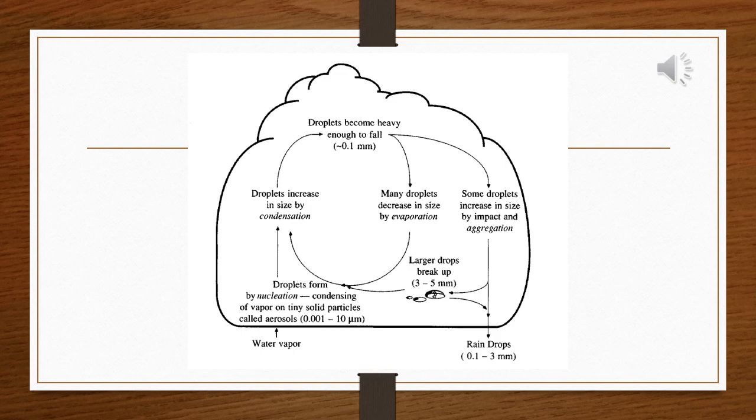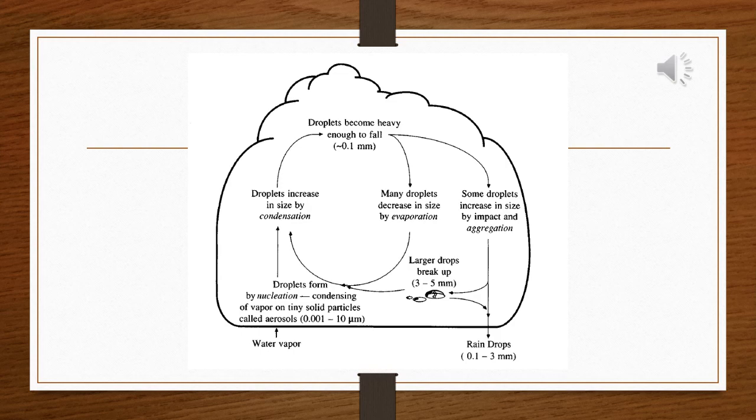The droplets become heavy enough to fall, growing from about 10 micrometer to the 0.1 millimeter range, around 1,000 times bigger. So they get bigger and bigger, then heavy, and start to fall. Many droplets decrease in size by evaporation as they fall through the atmosphere, because of the sun's radiation, and then they go up again to the clouds.